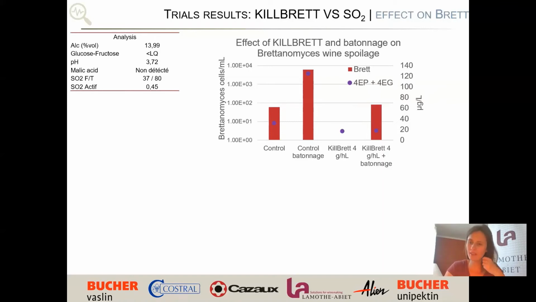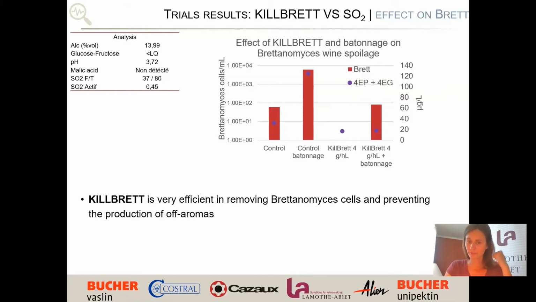So we reactivate everybody, so we increase the population of Brettanomyces, which is the red line, and we increase the amount of volatile phenol because they are active. When we use KillBrett, we eliminate the population completely. Then when we do stirring, we do increase the population because we put them back in suspension, but they are not active, because if we look at the purple dot, there is no production of volatile phenol. So KillBrett has been able to remove Brettanomyces cells and prevent the production of aromas, blocking their metabolism.